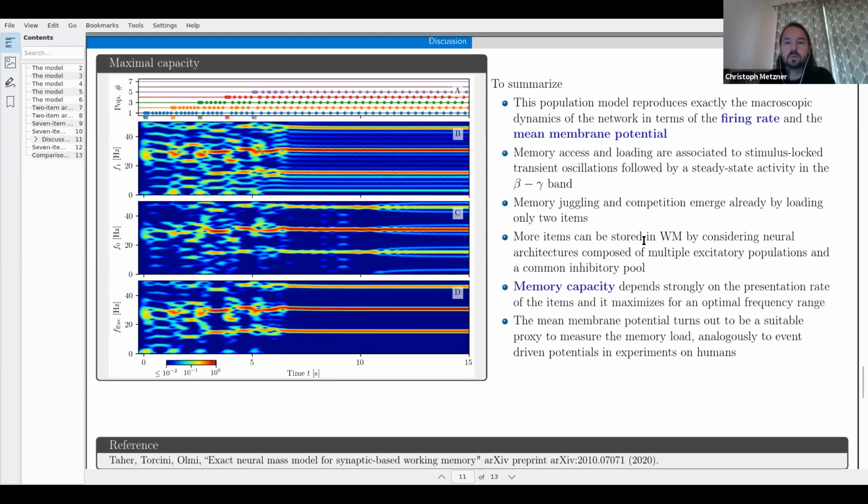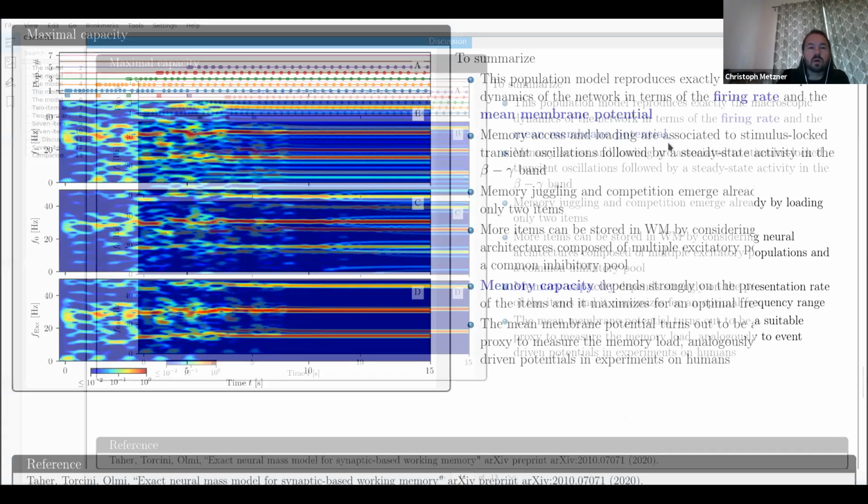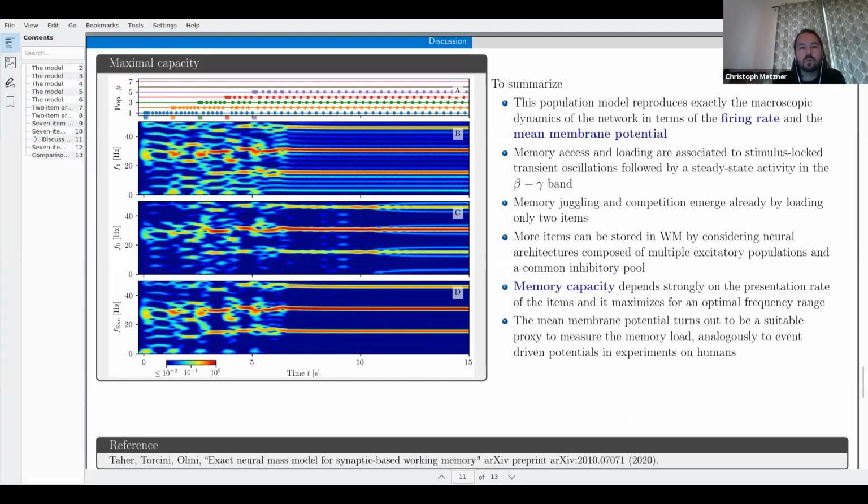So maybe I'll start with one question. You showed that in this new mass model you have several excitatory populations. People are starting to look into the different functions of different types of inhibitory neurons. So I assume that having different populations of interneurons with different characteristics would also be possible with your new model, right? Yeah, of course.